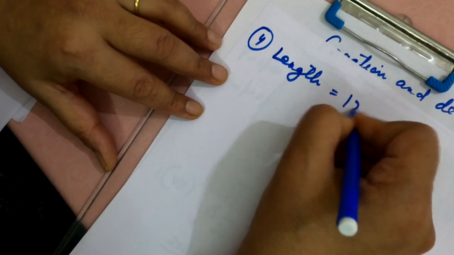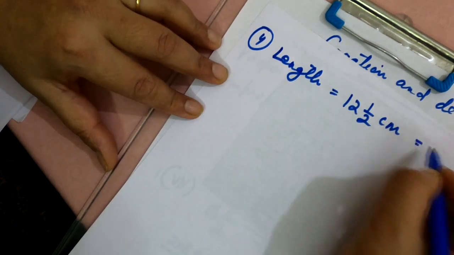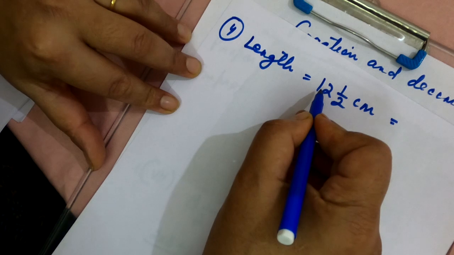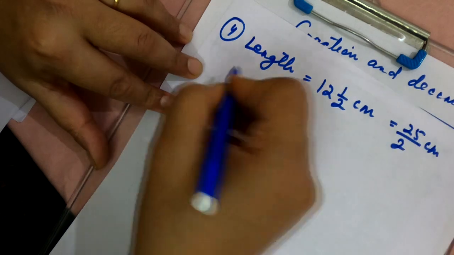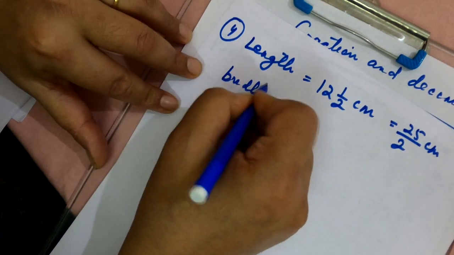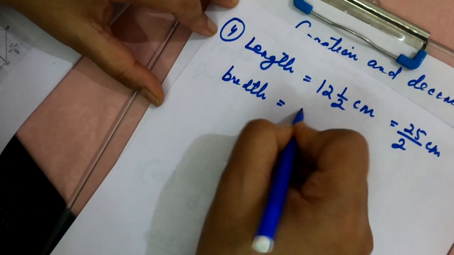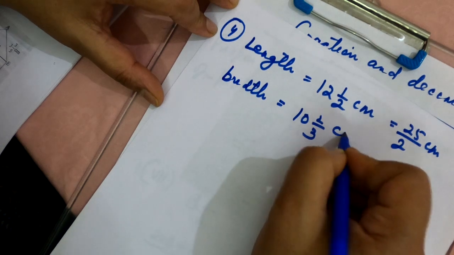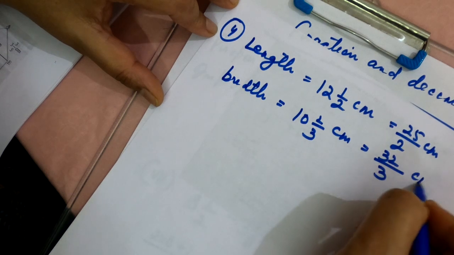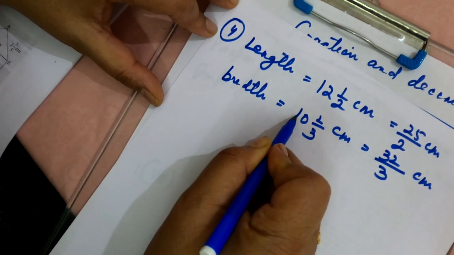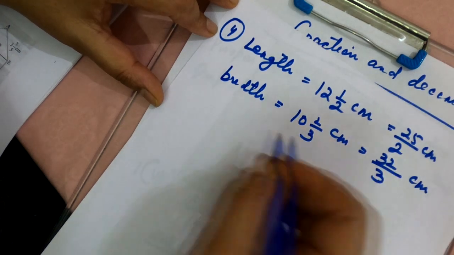Length is given as 12 whole 1 by 2 centimeters. Let us convert it. That will be equal to 2 into 12, that is 24, plus 1, that is 25 by 2 centimeters. Now breadth is given as 10 whole 2 by 3 centimeters, that is equal to 30 plus 2, which is 32 by 3 centimeters. How have we done this? 3 multiplied by 10 is 30, 30 plus 2 is 32, 32 upon 3 centimeters. Done.